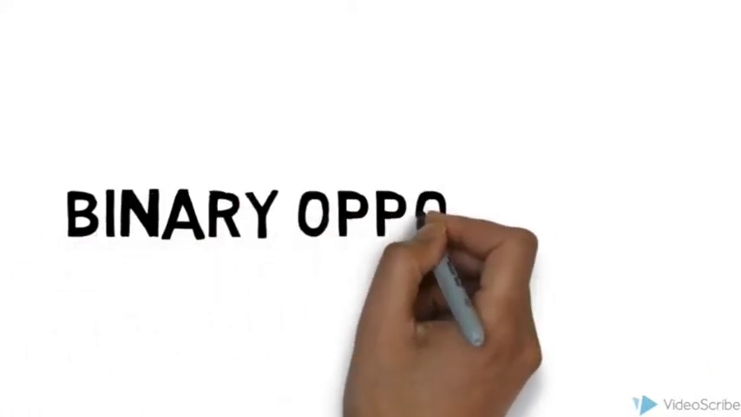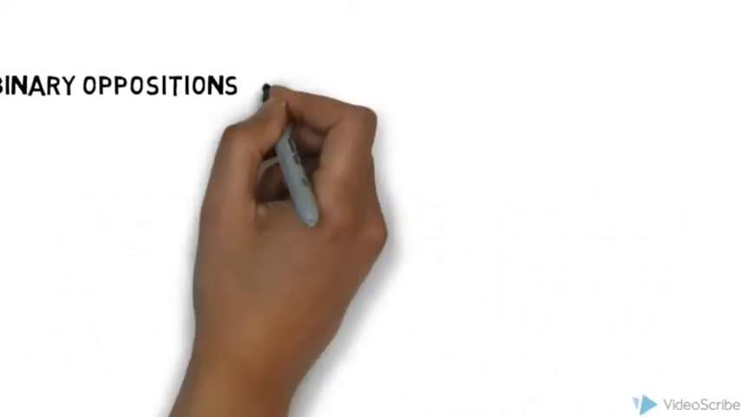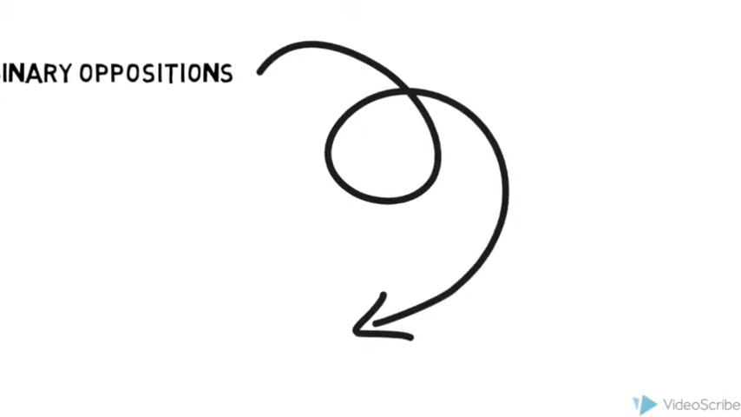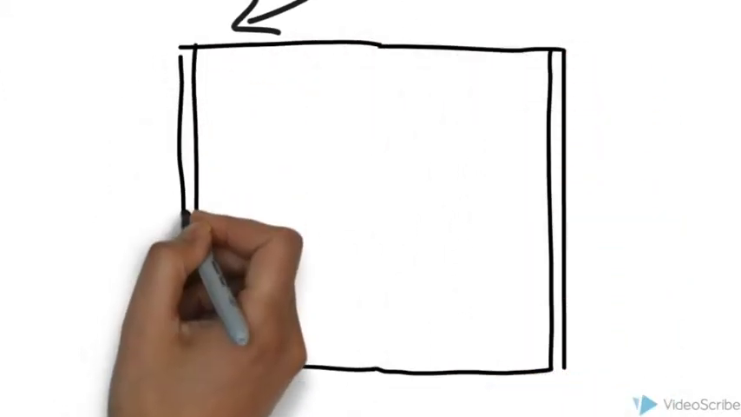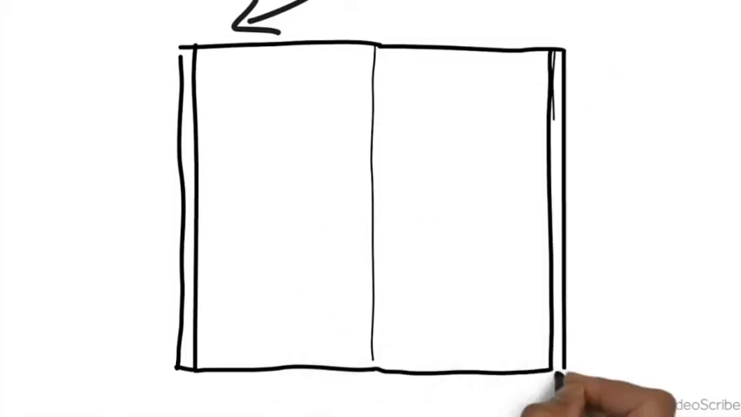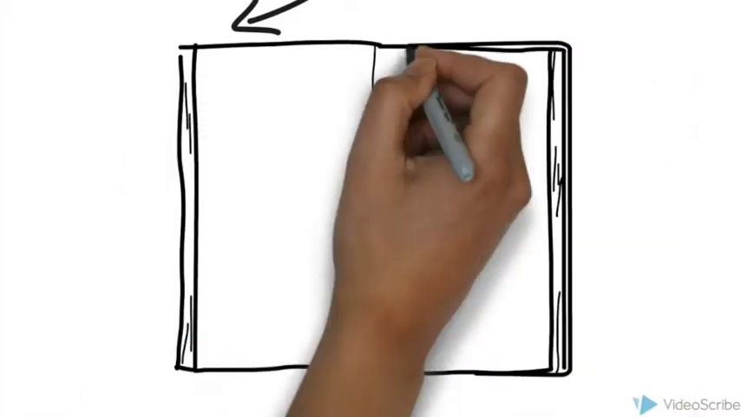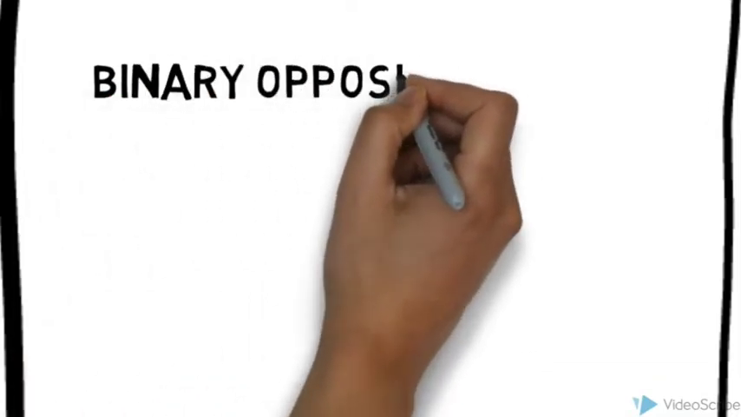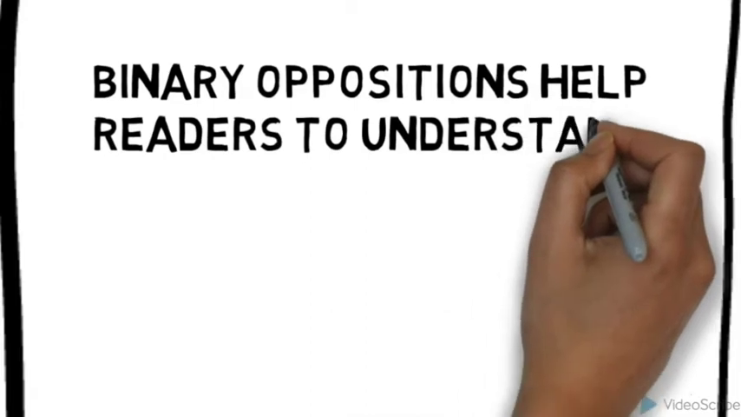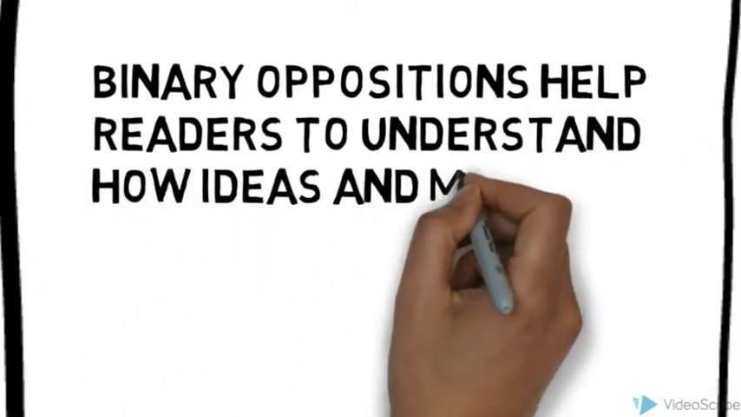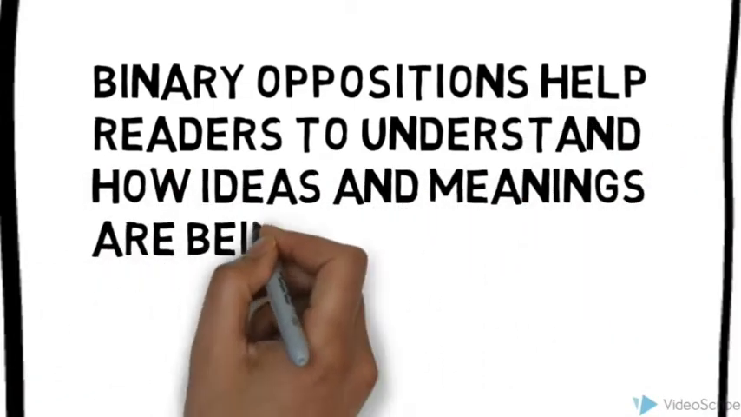Binary opposition is a sophisticated but important term that can help readers to create a deeper understanding of what a text is all about. This positioning technique will help you understand how ideas and meanings are being shaped, created, or reinforced in a text. It is a theory of meaning and an idea that can be applied to all texts. It is especially useful when analysing poetry where meaning has been compressed into a very few words.